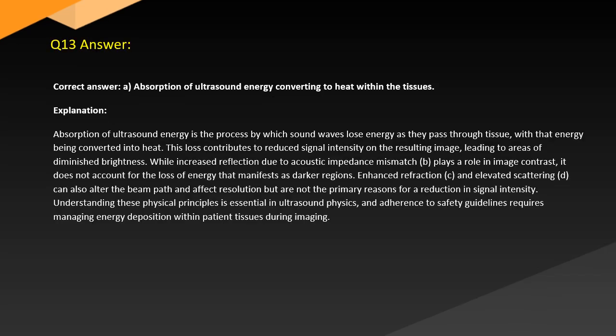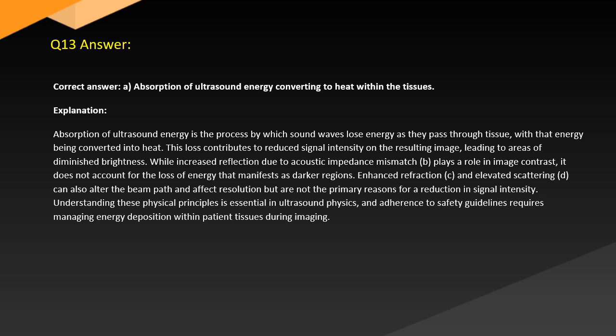Answer. Correct answer: A. Absorption of ultrasound energy converting to heat within the tissues. Explanation. Absorption of ultrasound energy is the process by which sound waves lose energy as they pass through tissue, with that energy being converted into heat. This loss contributes to reduced signal intensity on the resulting image, leading to areas of diminished brightness, while increased reflection due to acoustic impedance mismatch (B) plays a role in image contrast. It does not account for the loss of energy that manifests as darker regions.